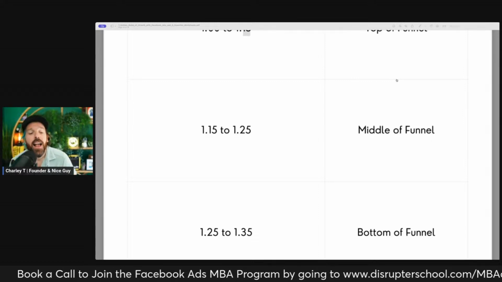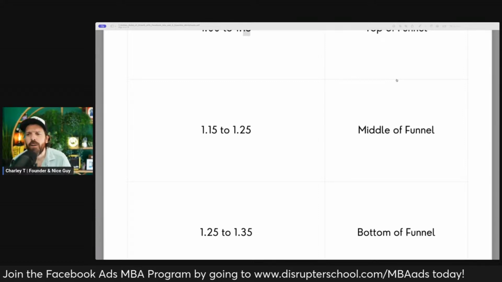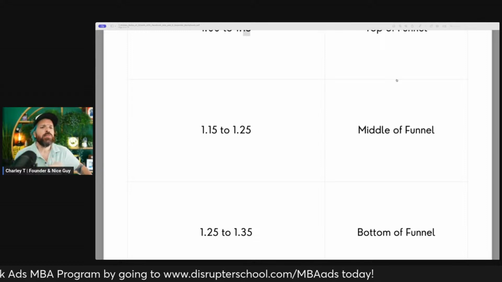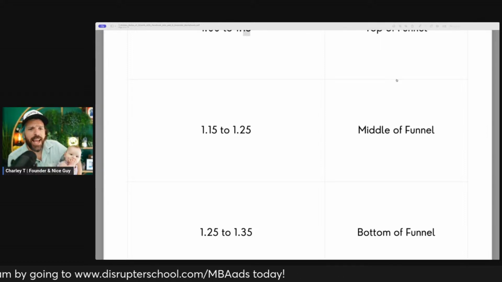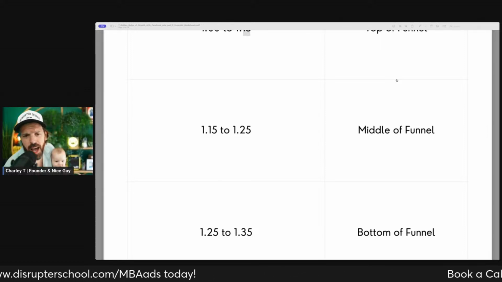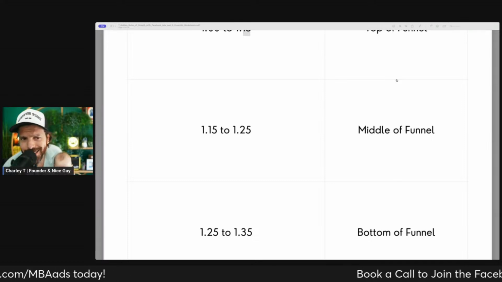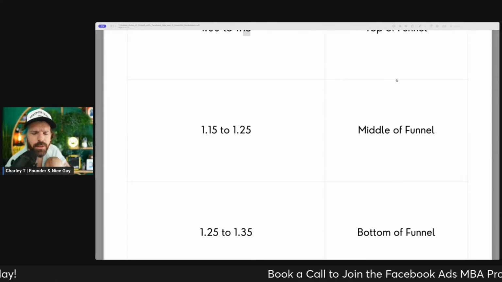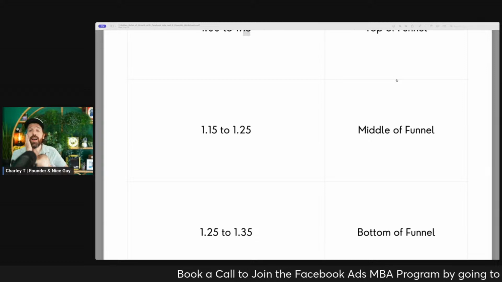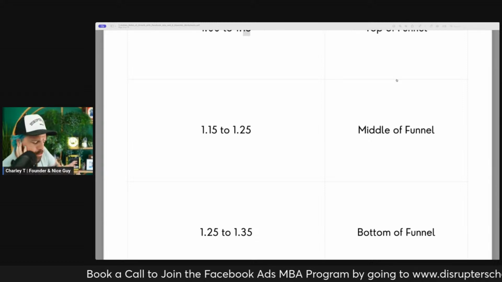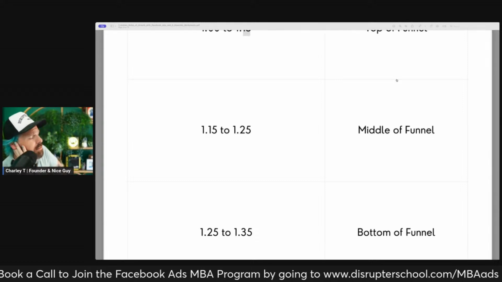How many times do you hear people say this? Oh, Facebook is stupid. It never spends the money on the top performing ads. Yeah, well, is that top performing ad a high frequency, high CPM ad that's super efficient? I wonder why your bottom funnel ads aren't getting all the spend.